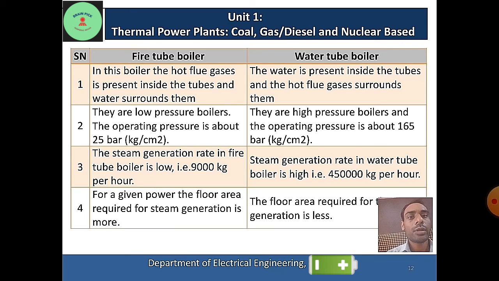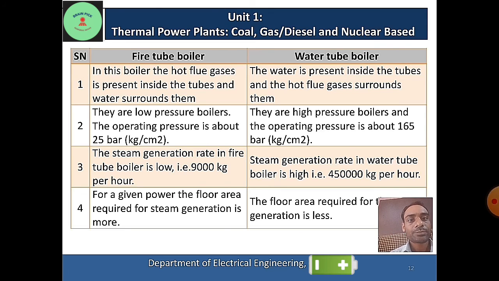So there is a comparison. The first, in fire tube boiler, the hot gases are present inside the tubes and water surrounds them. And in water tube, the water is present inside the tubes and the hot flue gases surround them. The second is, they are low pressure boilers. Fire tube boilers are low pressure boilers and the pressure is around 25 bar, whereas water tube boilers are high pressure boilers and the pressure is about 165 bar.